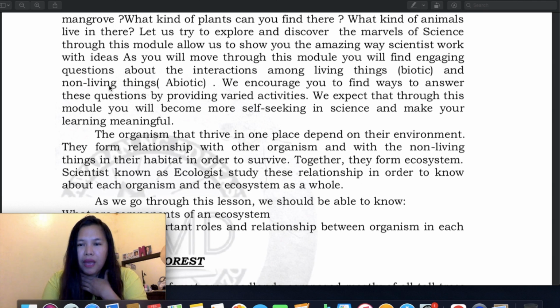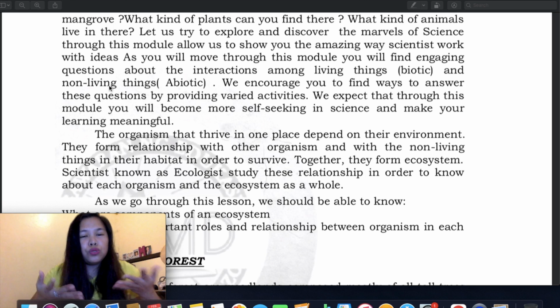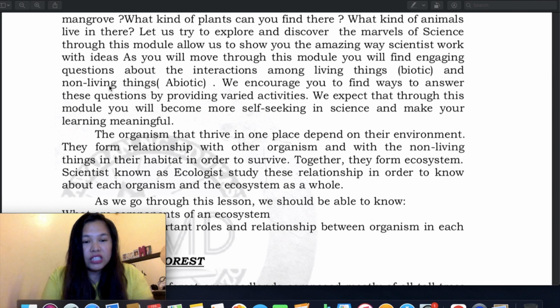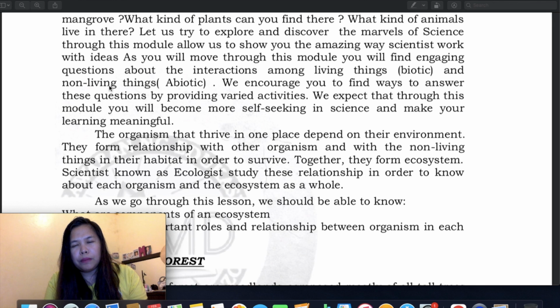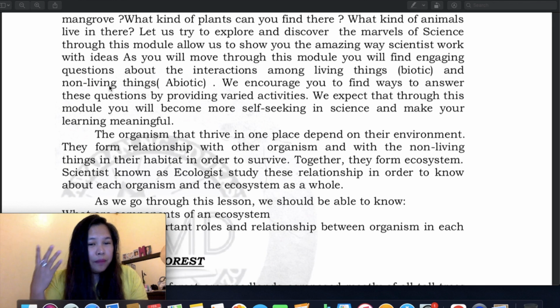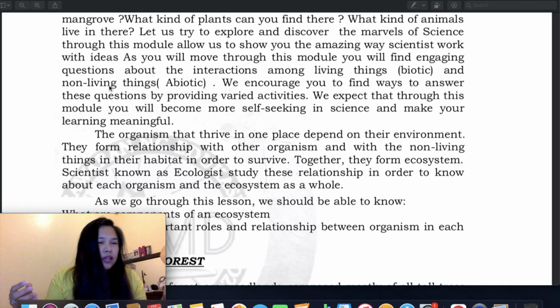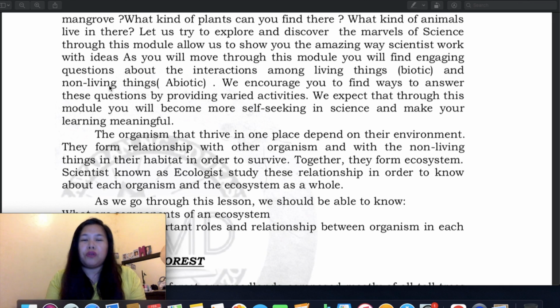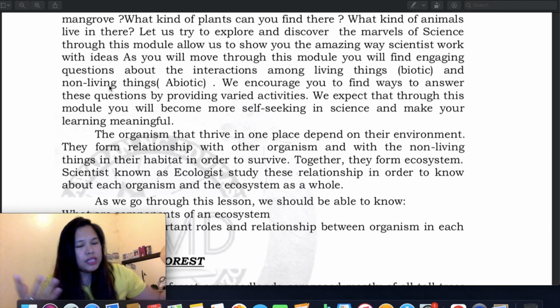We expect that through this module, you will become more self-seeking in science, yung kusa or yung ikaw mismo ang mag-research about this lesson. Kasi parang na-curious ka what happens in this kind of environment, like in rainforest, kung ano yung meron animals doon, and what are those biotic components in rainforest, the swamps, the estuaries, and many others.